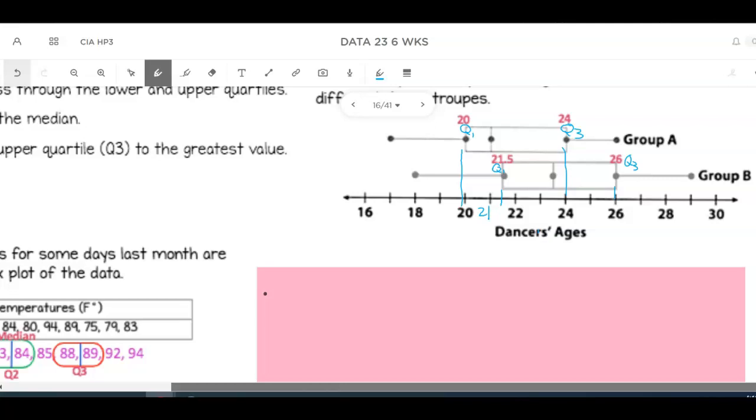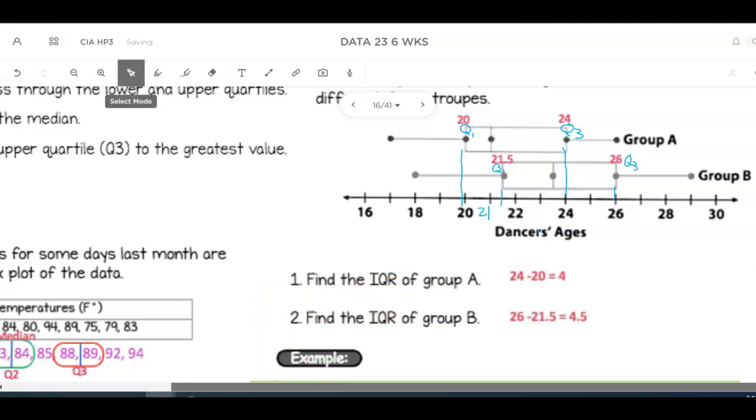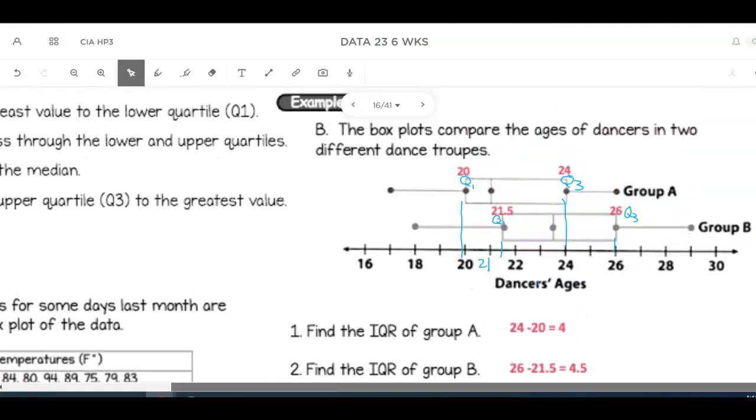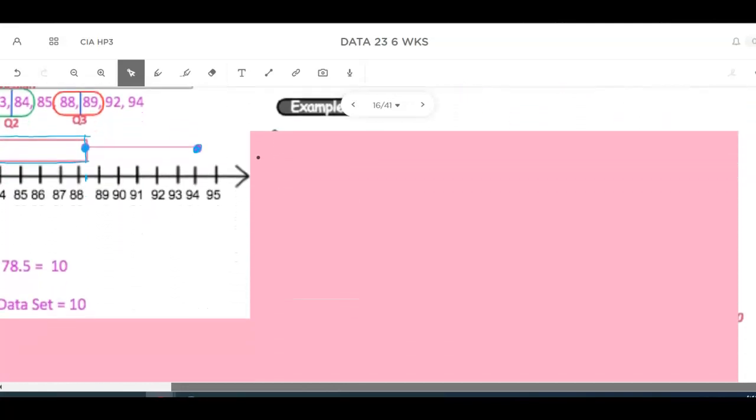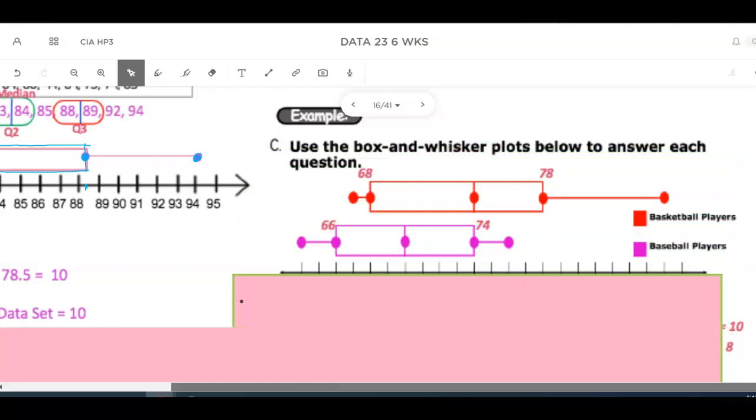So let's see. We are going to find, move this out of the way, finding the IQR of group A. So group A, Q3 minus Q1, 24 minus 20. The interquartile range is 4. Second group, 26 minus 21.5. Interquartile range is 4.5. So that was pretty easy.